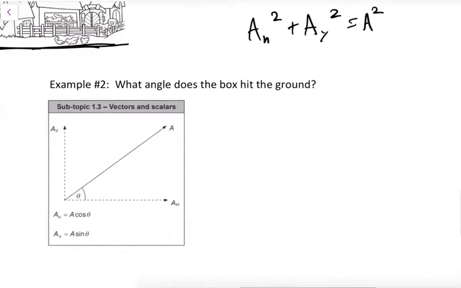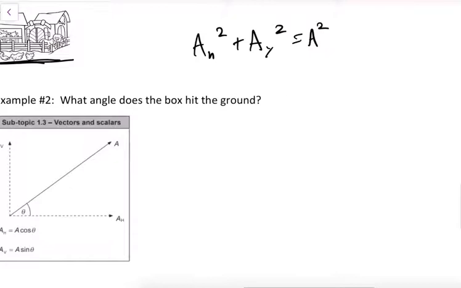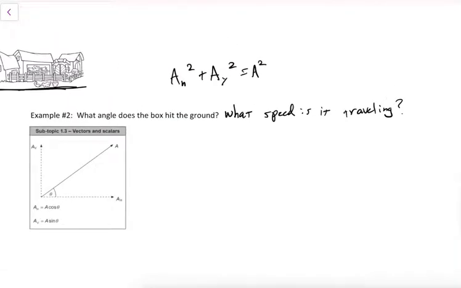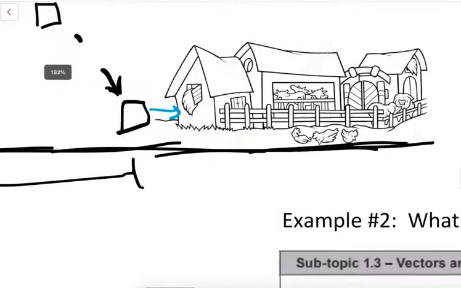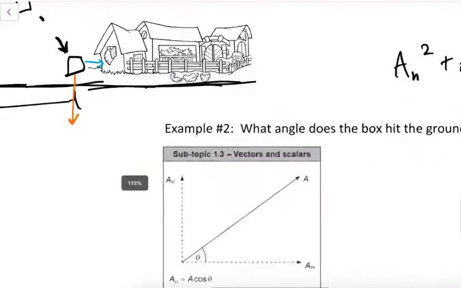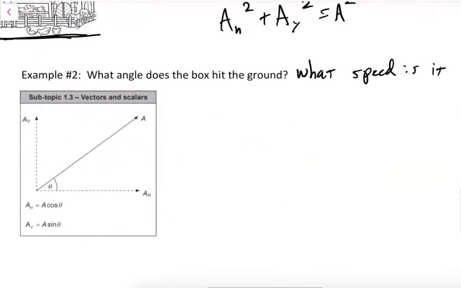So what angle does the box hit the ground? And I also say, what speed is it traveling? And I'm using speed, I'm not using velocity, because speed is the magnitude of the velocity going in this direction. So we have a horizontal speed and we also have a vertical speed. And so we have vector components that we need to use.